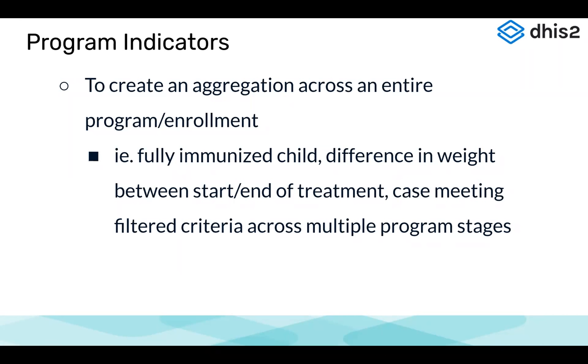Or you can also find other cases that would meet filtered criteria across multiple program stages. So for example, you could see how many people in an HIV case surveillance program are male and over 15 years of age, and also are TB positive. And maybe these are all attributes, or they are in a follow-up stage or in an initial case report stage. But you can use program indicators to combine all of those data from different program stages or attributes to see if that case meets a certain criteria.